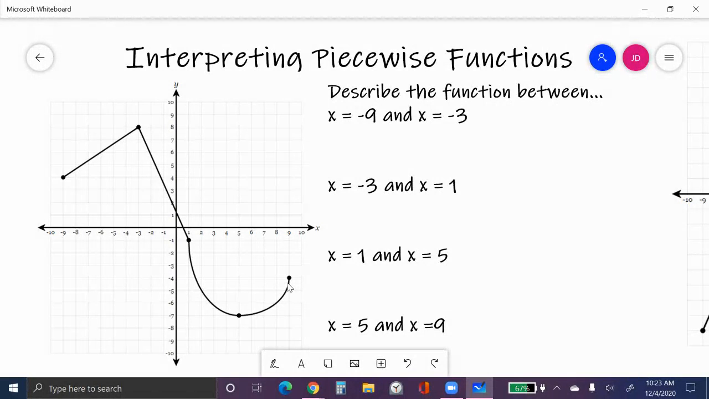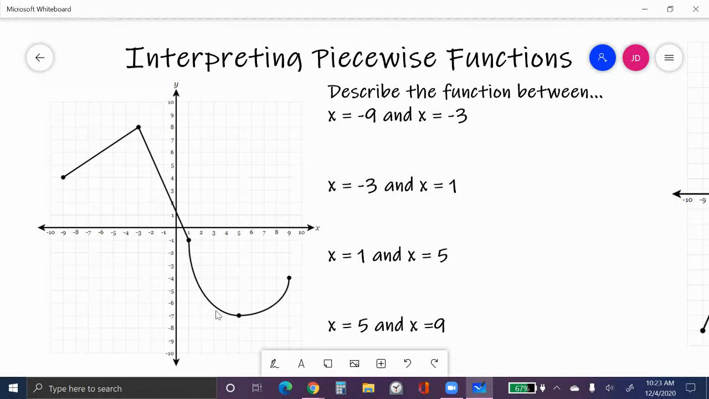So it's not always going to be straight lines. It could have curved lines, but they're always going to be a function because it passes the vertical line test. No matter where you draw a vertical line, it's always going to intersect one point. So this is what's called a piecewise function.